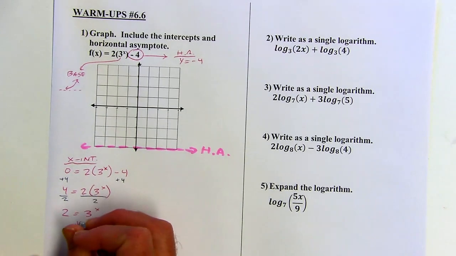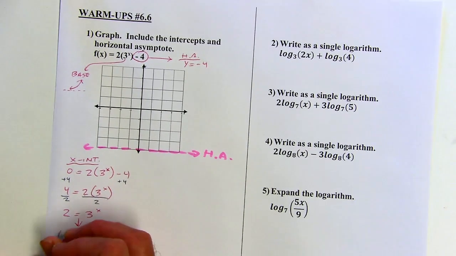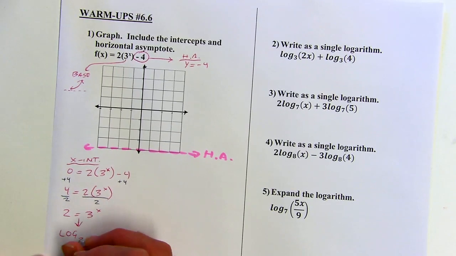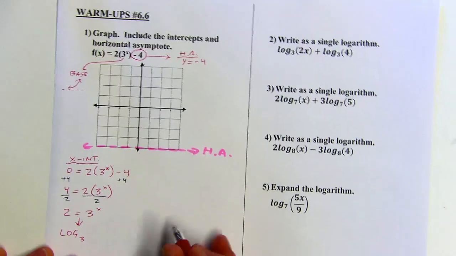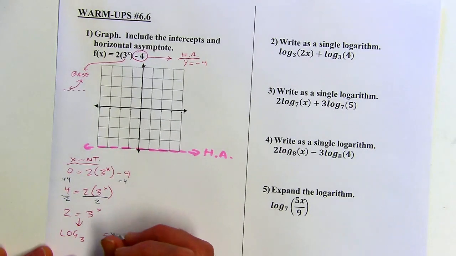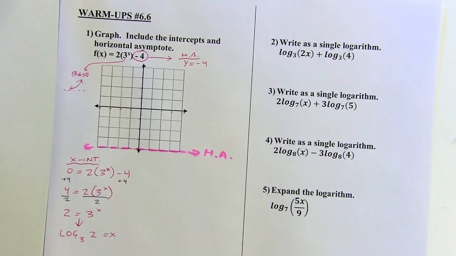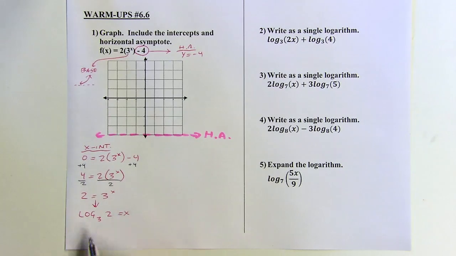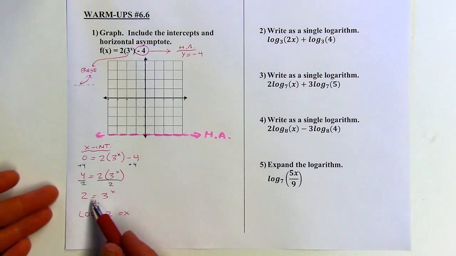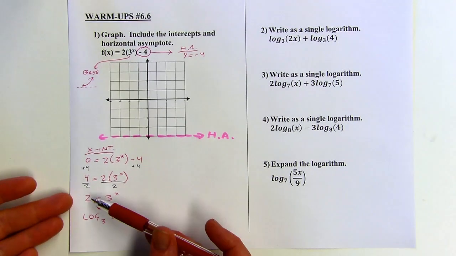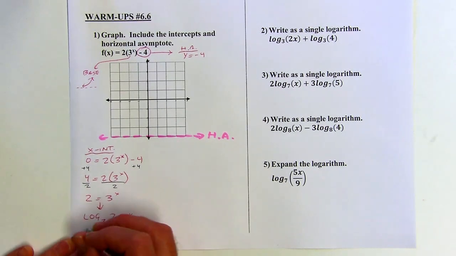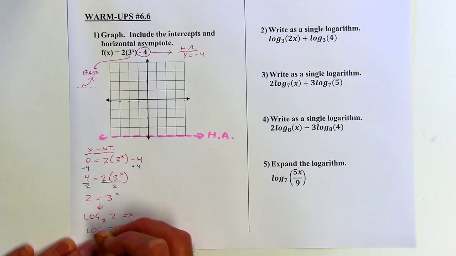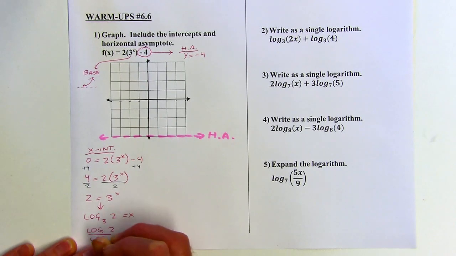So in log form, my base is 3. Okay, the x is going to get isolated, and then the 2 is going to become the contents of the log, or the argument. Okay, and I'm going to put that into my calculator. So 3 raised to some power equals 2. Well, that's going to be some sort of a decimal, right? So I'm going to put that in my calculator using change of base formula. It's going to look like this.